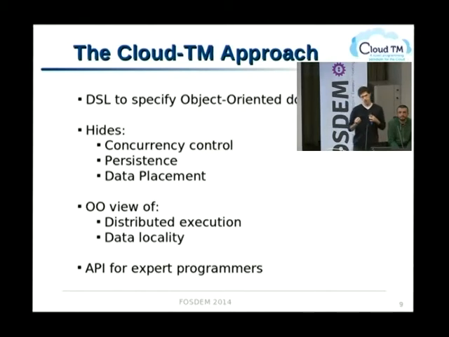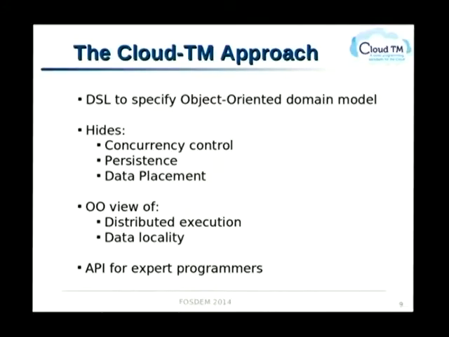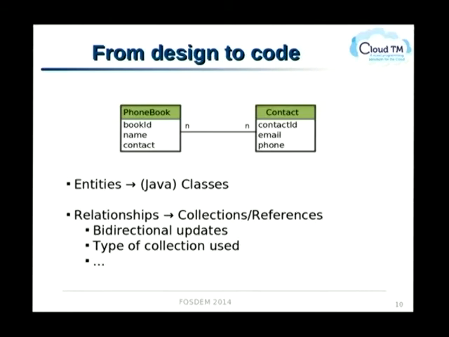And the approach that we take starts from a very key point, which is that you specify the domain of your application in a domain-specific language. And all of this in an object-oriented way. And through this, we will hide from you concurrency control, persistence, and data placement in your distributed system. For some things, we might still need your help as a developer, and for that, we give you APIs in an object-oriented manner with which you can do distributed execution of code and ensure data locality. And then we still have some things only for expert programmers if they want to go there.